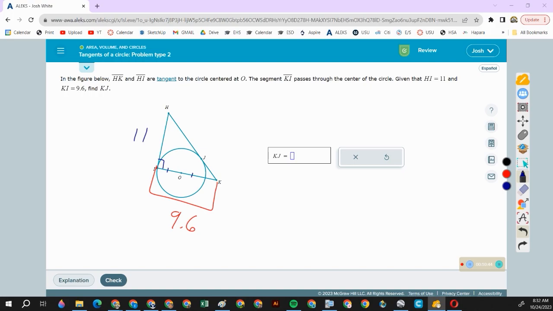Well, I can figure out the length of HK because I have a right triangle. 11 squared plus 9.6 squared equals C squared. So that would be 213.16. Take the square root. So this distance is 14.6.